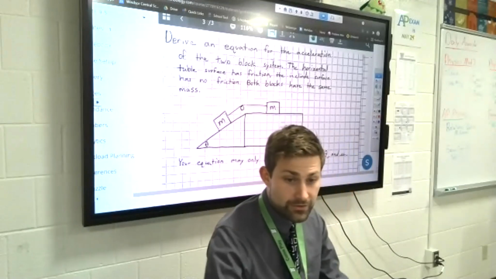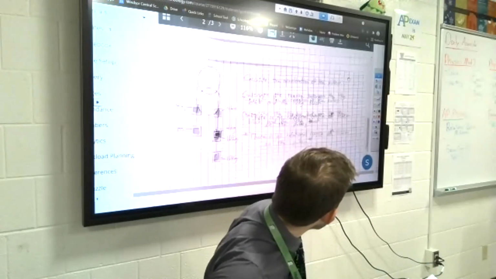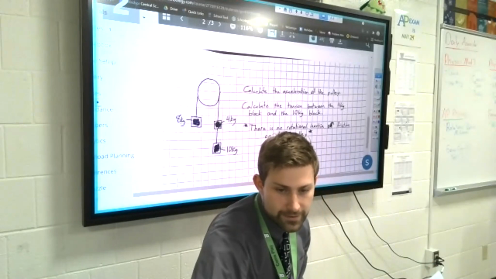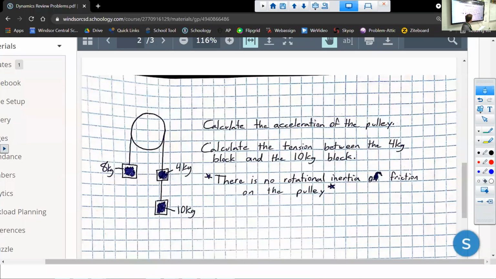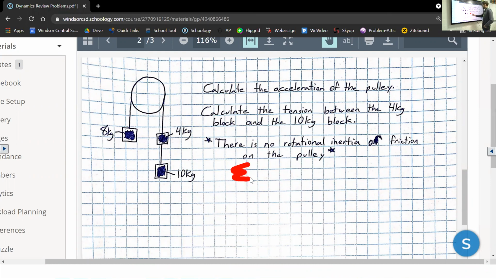Okay. So for those of you watching the video and are very confused what's happening, we're going to look at the last problem, the pulley problem. Again, we want to find acceleration, and we're going to do that with Newton's second law here. F equals ma.